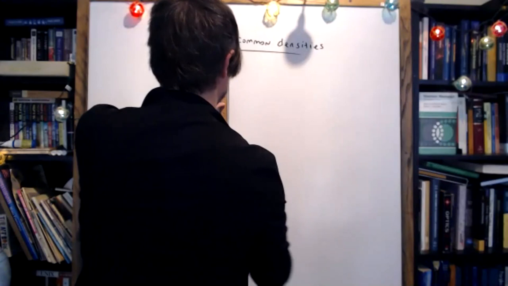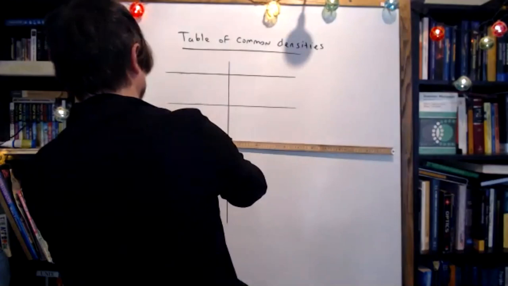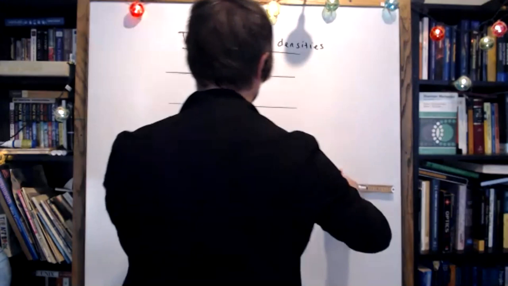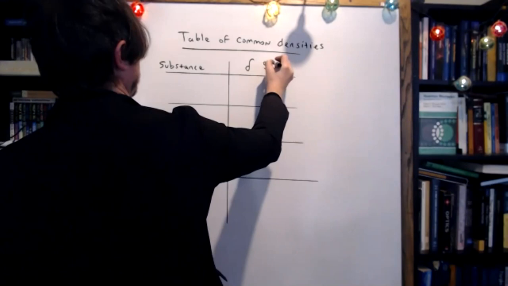So let's make us a table of common densities. And you guys will want to accidentally memorize this. And we'll list the substances that form planets. This will be the density in grams per centimeter cubed.